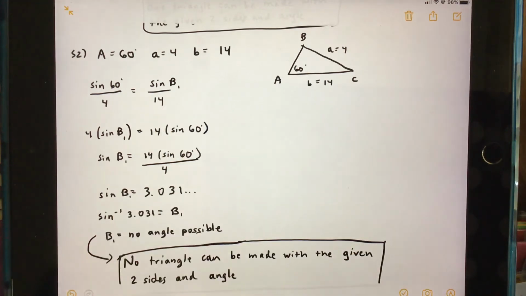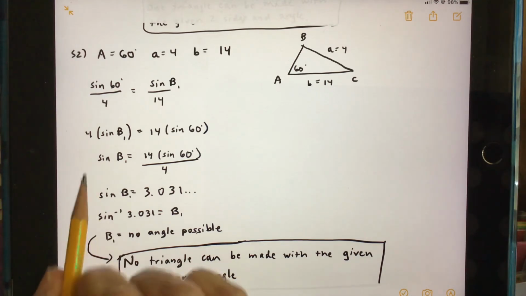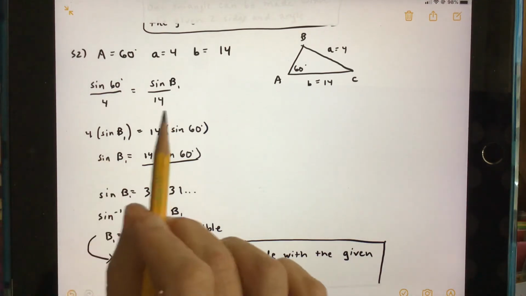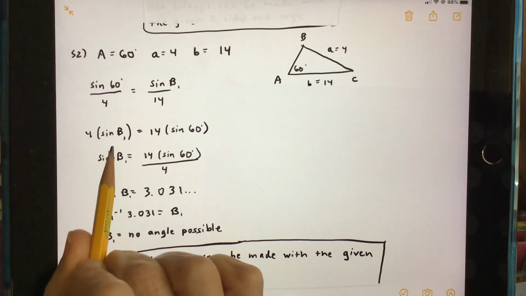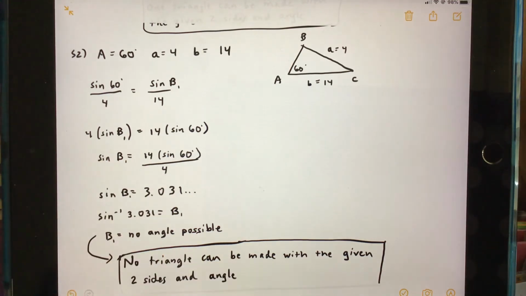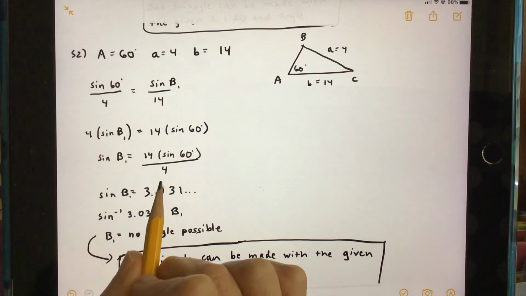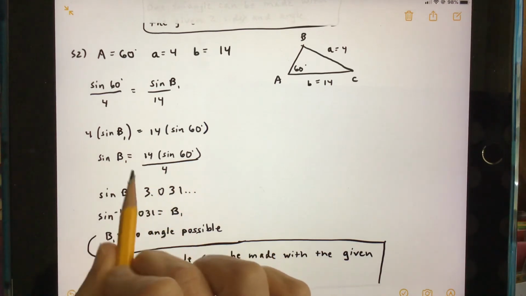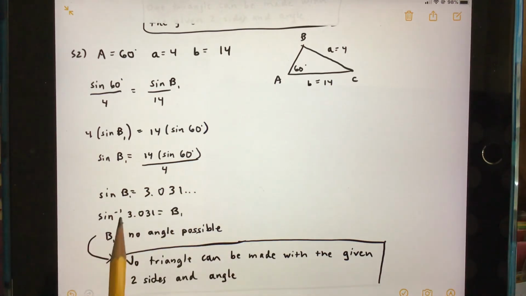We don't know our B. I'm going to label it B1 in case there's two possible angles for B. All right, I'll use cross products now to start solving for my possible angle B1. 4 times sine of B is equal to 14 times sine of 60. Divide both sides by 4. Throw all of that into your calculator. And your calculator will tell you the sine of B1 is 3.031.